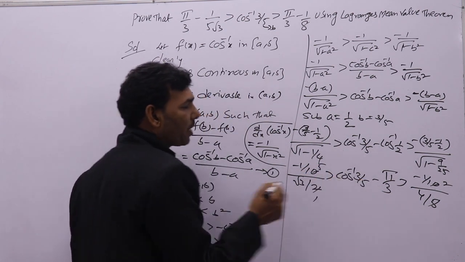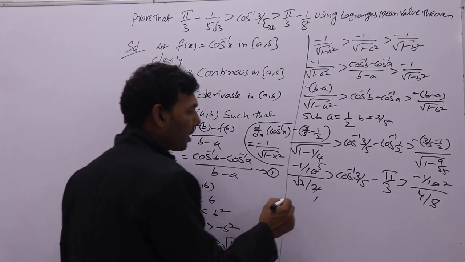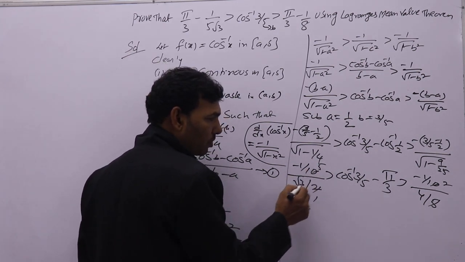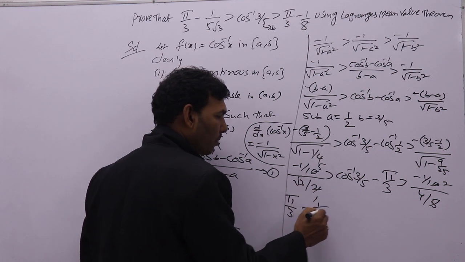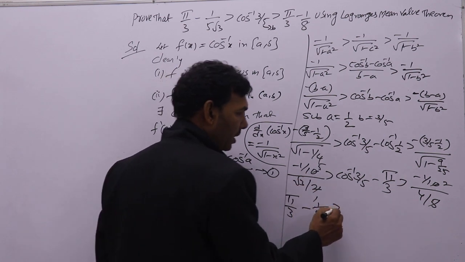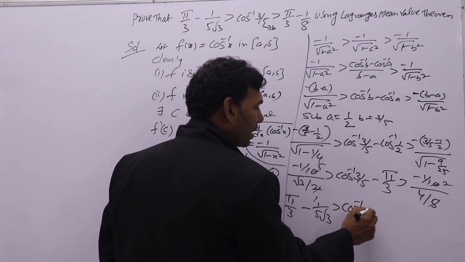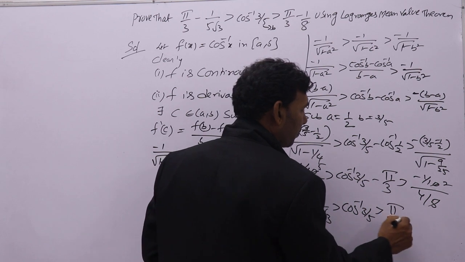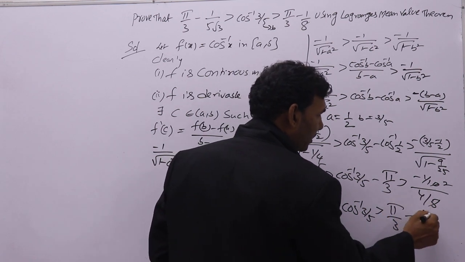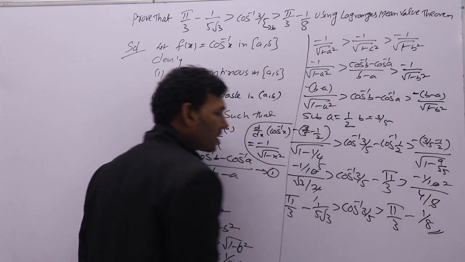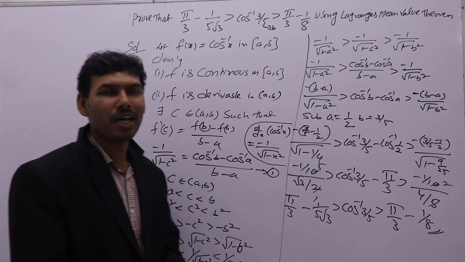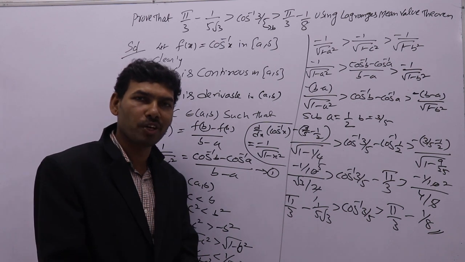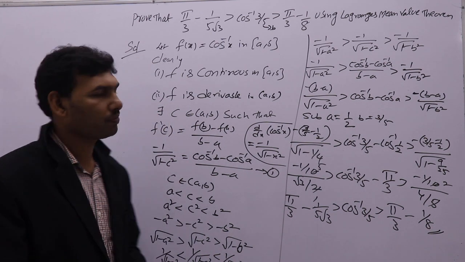Now add pi by 3 on both sides. If you add pi by 3 on both sides, what you will get? Pi by 3, this 5 comes to the denominator, minus 1 by 5 root 3 is greater than cos inverse 3 by 5, which is greater than pi by 3 minus 4 2s are 8, 1 by 8. So this is the deduction we needed to prove. This is the cos inverse sum. These three are the most important problems in Lagrange's mean value theorem. Practice well. Okay.